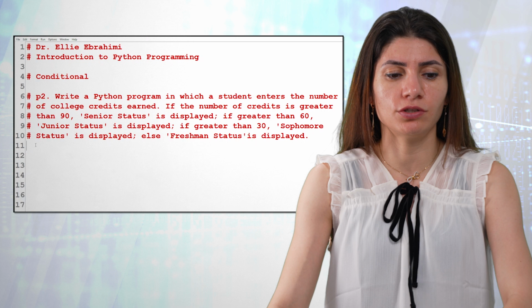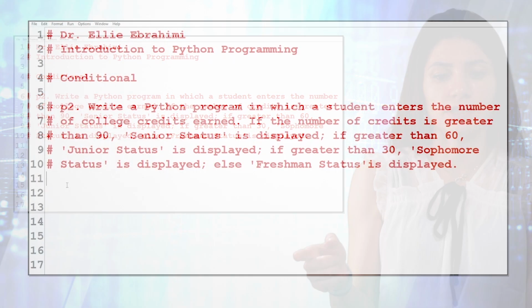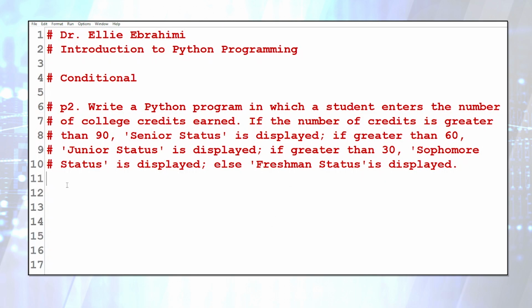So first thing we are going to do, like the previous example, is get a number from the user and look at that number, and based on that, make a decision of what value we want to print. There are 4 different options in this case. If it's greater than 90, we have senior. If it's greater than 60, we have junior. Greater than 30, we have sophomore, and anything else is going to be freshman. Okay, so let's get on with it.